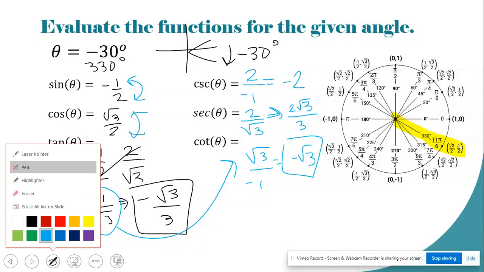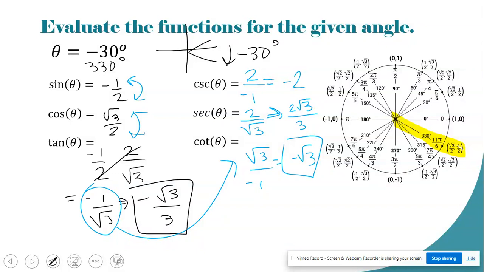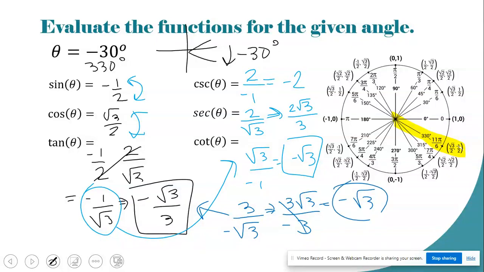However, if I forgot for whatever reason and I accidentally did this one, I would have 3 over negative radical 3. I would have had to rationalize my denominator. I would have 3 radical 3 over negative 3. And would you look at that? I end up with negative radical 3. So whatever way your brain remembers it, it works out to get the same solution for cotangent. I feel like we're getting better at this, yeah? Yes, no, maybe so.